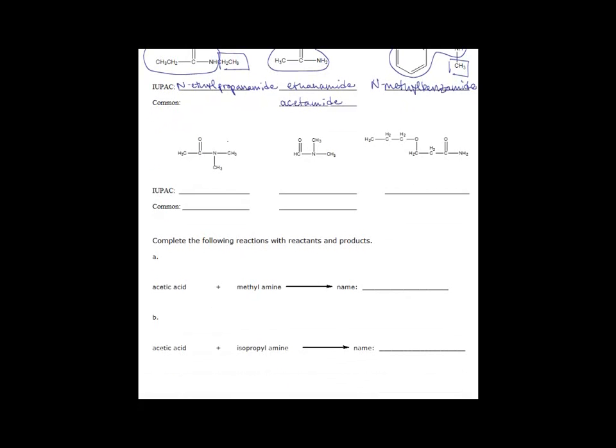Okay, so second row, 2 methyl groups, and 2 carbon parents. So this is N,N, because we have 2 of the same alkyl groups coming off nitrogen. N,N-dimethyl ethanamide. And common would be N,N-dimethyl again, acetamide.